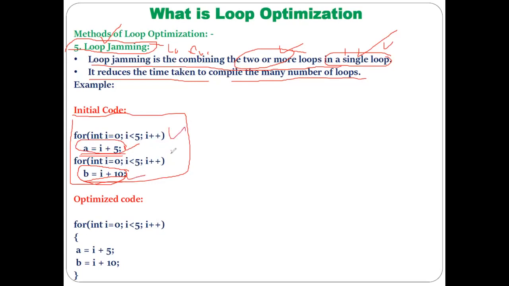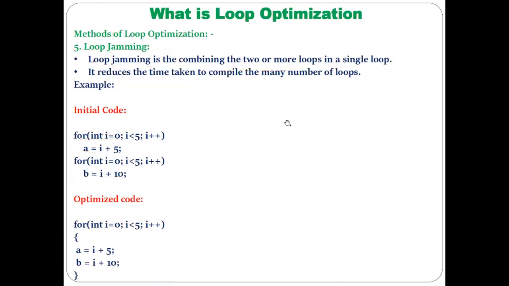So instead of using these two loops, why should you not utilize only one loop? Understood, like this. This is nothing but what is called loop jamming: combining two or more loops into a single loop if it is possible and writing it like this. So definitely the time required to execute or compile this code will be less as compared with this code. So this is preferable as compared with this. This is considered a loop jamming, loop optimization technique.